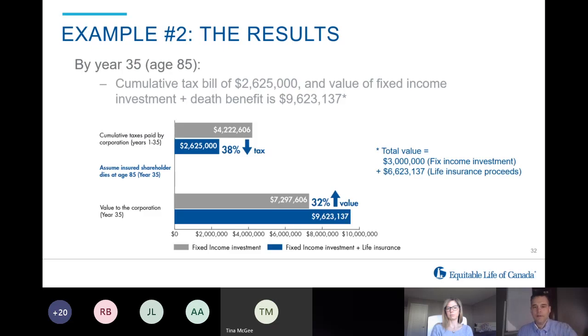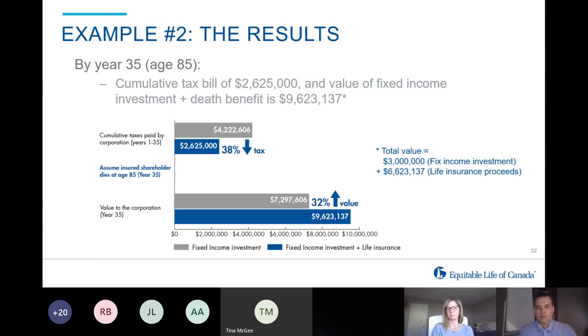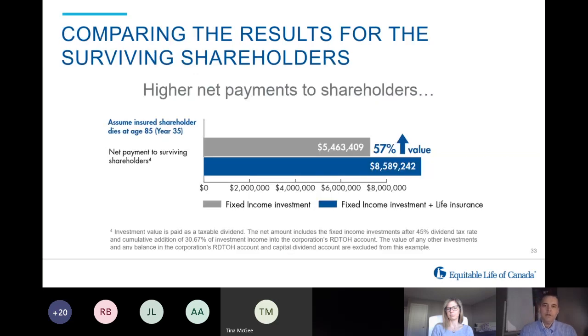So that 7.2 million, almost 7.3 million, after RDTOH and everything else, ends up grinding down to 5.4 million net to the heirs, where the 3 million plus the 6 million, so some of that comes out through CDA, some of that comes out with RDTOH, ends up being 8.5, 57% better off having reallocated my affairs, so that way I levelize the tax and I'm able to recapture that wealth and create a better scenario for my family.